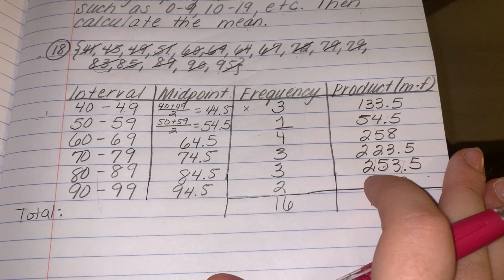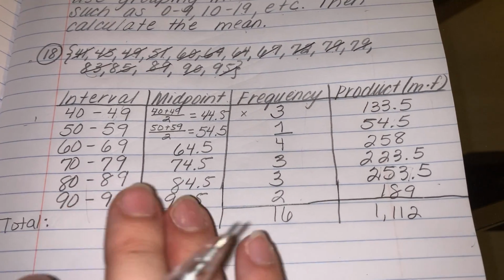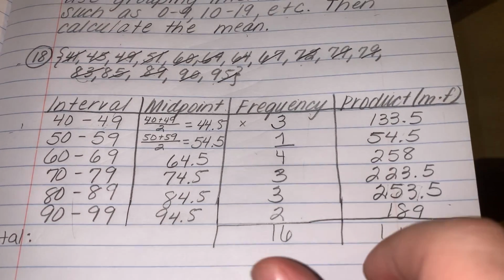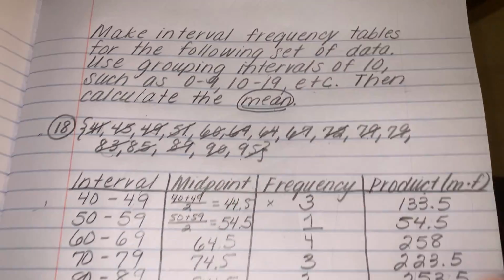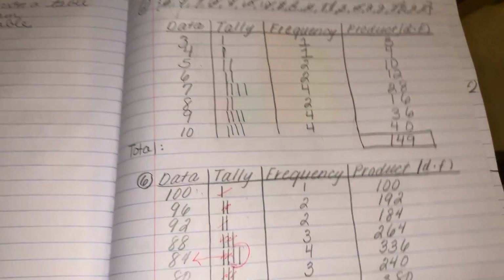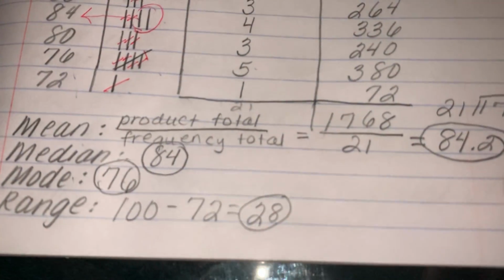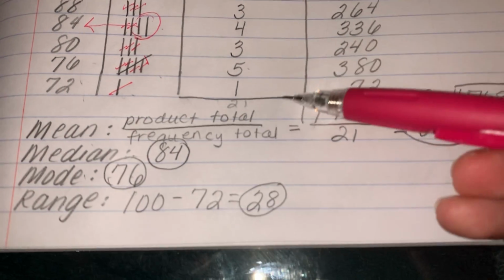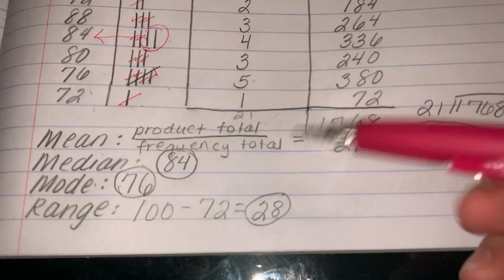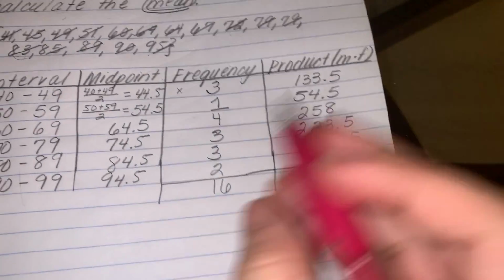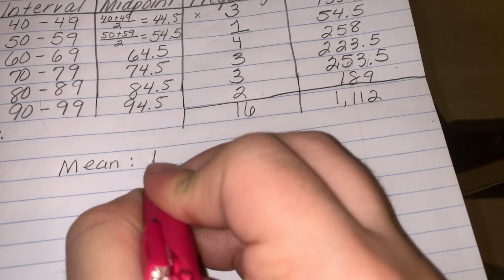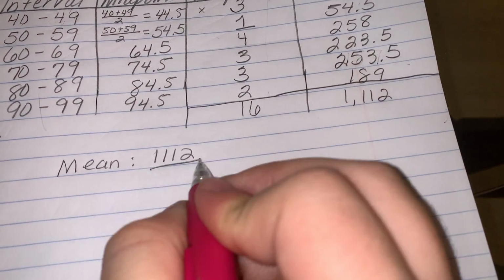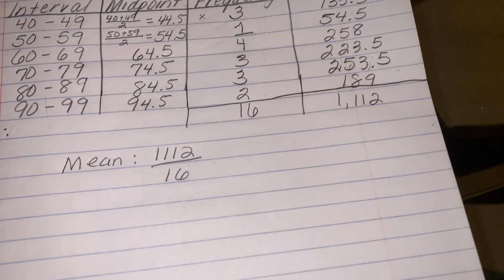Now we're almost completely done with question 8. You needed to create a table. It was a lot, making sure you put it in intervals, making sure you have a midpoint and a frequency and a product. But then at the very end, it says, then calculate the mean. So let's go back for a moment to how we calculated the mean for question number 6 on page 407. The way that I did it was I got the product divided by the frequency total. So to get my mean, I'm going to get 1,112, and yes, divided by my frequency total.